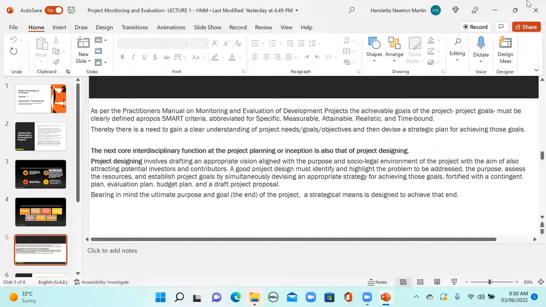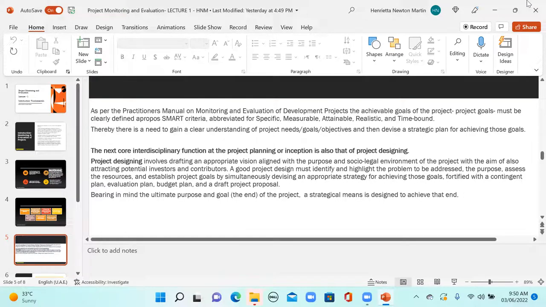So likewise, even in a project, there has to be a contingent plan. Insurances should be sought. A contingent plan should be there. What if something fails, I will come up with something else. If so-and-so person does not deliver, I have a backup plan. So, fortified with a contingent plan.